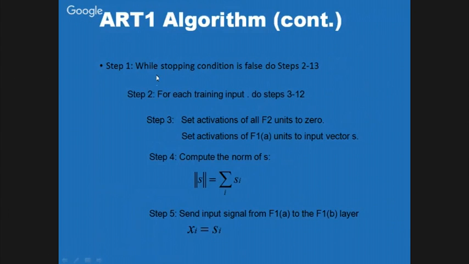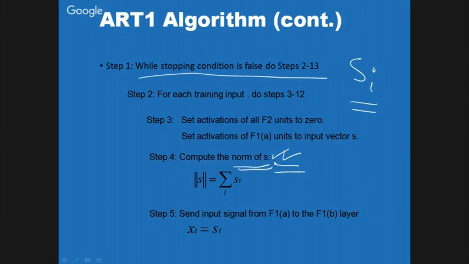Now it is saying that while the stopping condition is false, then you go for a loop, right? What do you want to do? It is telling that first of all you come to the initial position, that is your input. You have all the input vectors, as I have told you, that is Si, all the input vectors. First of all you find the norm of input, that is the norm of S. S means input. Norm of S means the summation of all S, that is equal to the summation of Si.